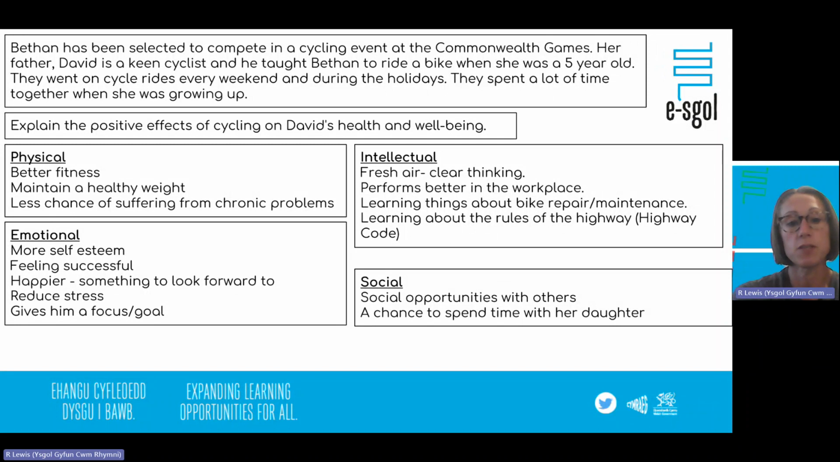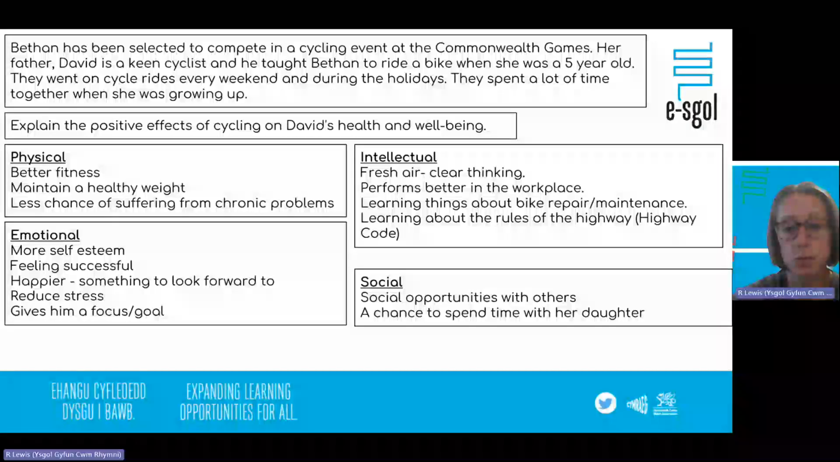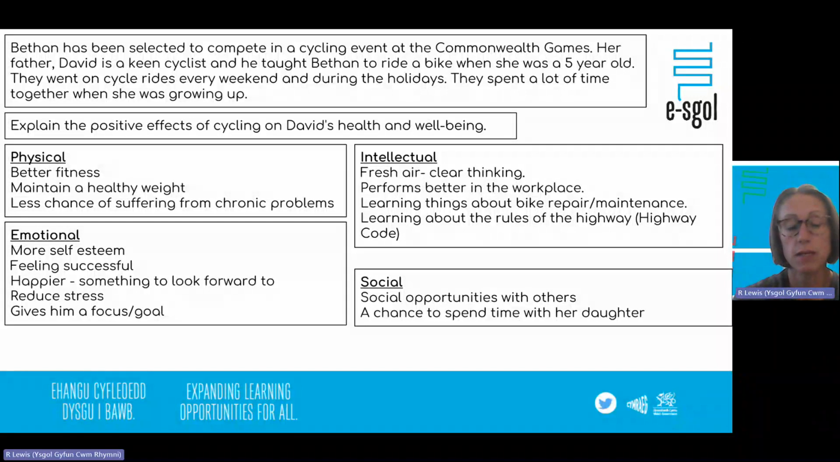And obviously then, in terms of David's social well-being, he's got the opportunity to mix with others. He can establish new friendship groups. He can perhaps spend quality time with his existing friends. And also he gets to spend quality time with his daughter, okay, which is obviously a massive benefit to him.